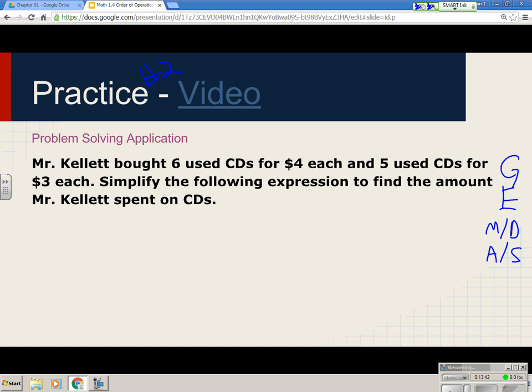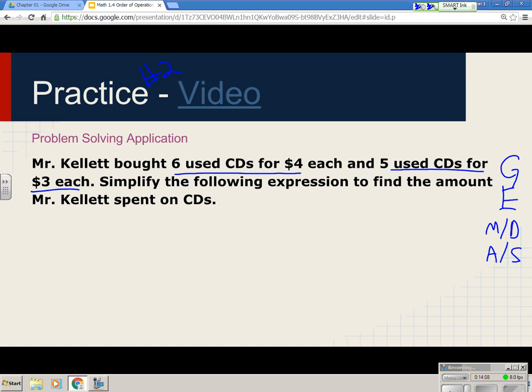It says, Mr. Kellett bought 6 used CDs for $4 each and 5 used CDs for $3 each. We need to simplify or solve the following expression to find the amount Mr. Kellett spent on his CDs. So what's the important information? One is 6 CDs for $4. The other is 5 CDs for $3. So we need to look at those as 2 separate things and then bring them together.